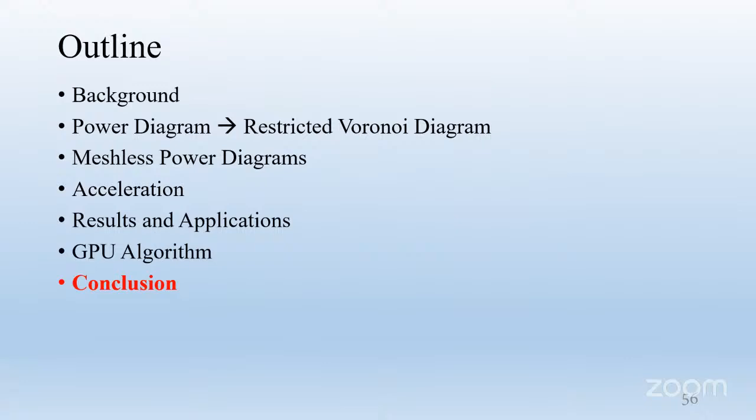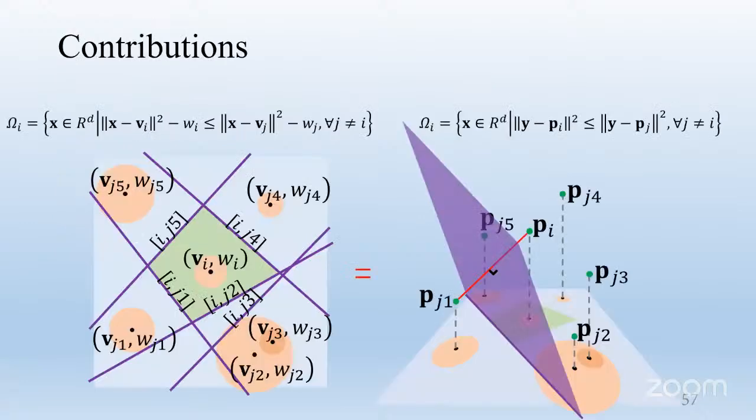Okay, in summary, we provide a variant for lifting the weighted sites to a set of points in a higher dimensional space. Then the power cells can be directly obtained by computing the intersections of the Voronoi cells of these lifting points and the original space. Based on this property, we extend the meshless method to the computation of arbitrary power diagrams. The performance is better than the standard triangulation-based method in most cases. We also developed a new GPU algorithm to construct accurate power diagrams.